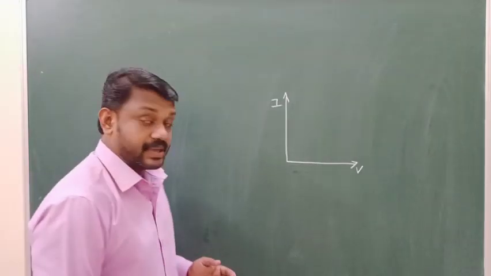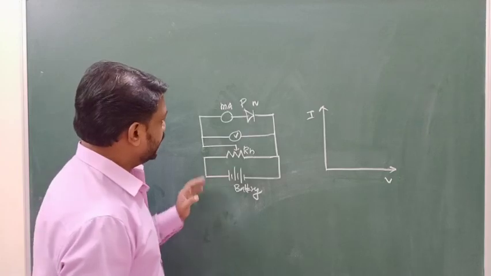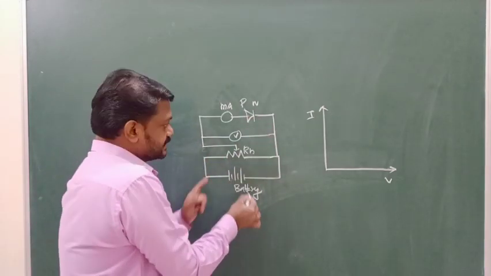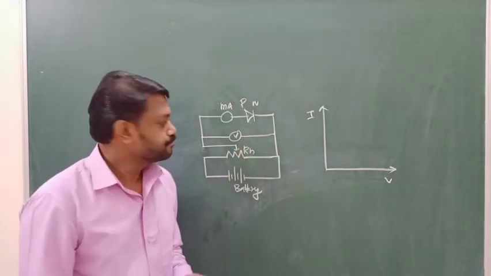You know how we can forward bias a PN junction. This diagram shows how you can make a PN junction forward biased. So this PN junction is forward biased and the biasing potential can be adjusted by this rheostat.